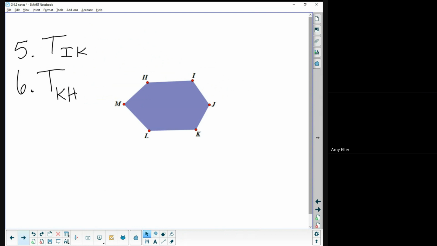Any leftover patty paper could get thrown away, or you could save it for your homework. If you're at home, you can use wax paper, or it doesn't really have to be see-through. It's just helpful for tracing. You could use regular paper.